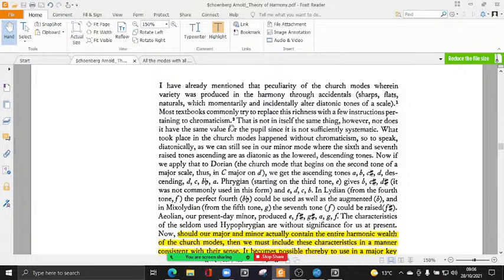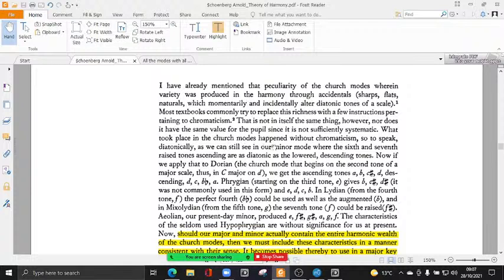He has kind of a theory that comprises everything. That's the only difference. If not, we have to read textbooks that we don't have here. That is not in itself the same thing. However, nor does it have the same value for the pupil since it is not sufficiently systematic. Now, this is what is interesting.